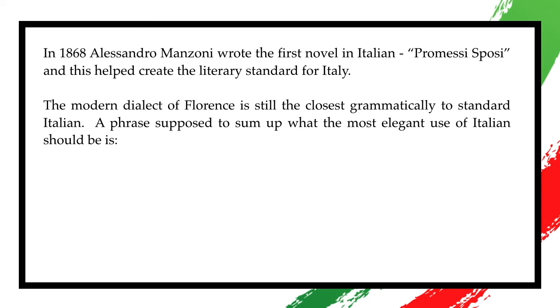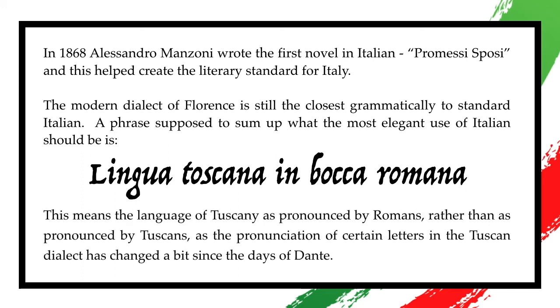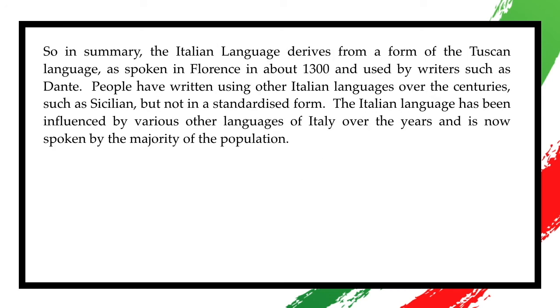A phrase supposed to sum up what the most elegant use of Italian should be is Lingua Toscana in bocca Romana. This means the language of Tuscany as pronounced by Romans, rather than as pronounced by Tuscans, as the pronunciation of certain letters in the Tuscan dialect has changed a bit since the days of Dante. So in summary, the Italian language derives from a form of the Tuscan language as spoken in Florence in about 1300 and used by writers such as Dante.